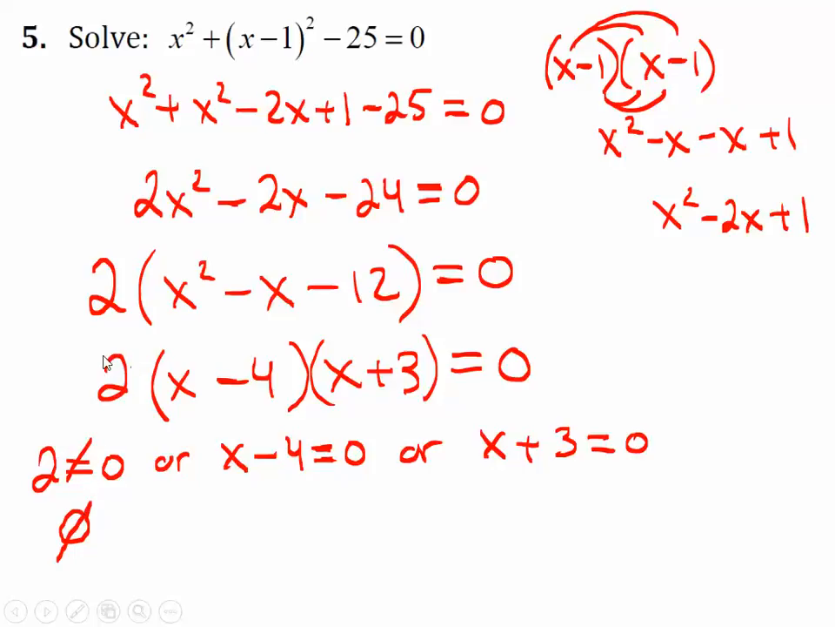So if you have a coefficient that's just an integer value, you can really just drop it. It wouldn't matter. The other ones, yes. How about x equals 4, and how about x equals negative 3? Okay, so x equals 4 and negative 3.